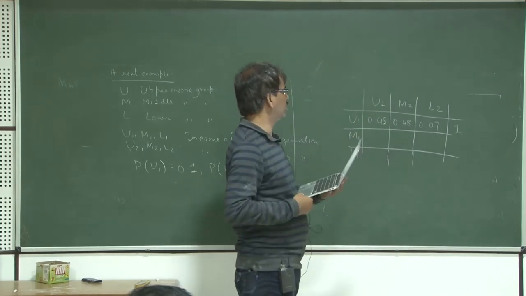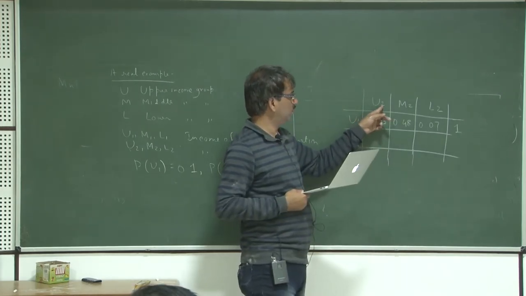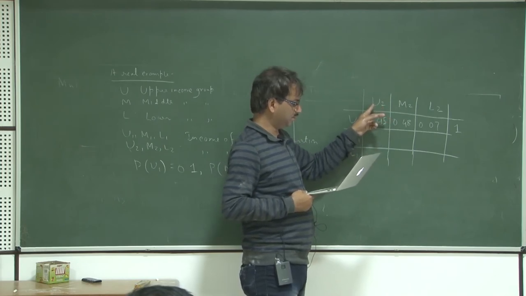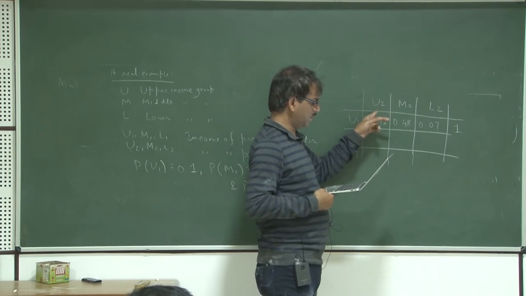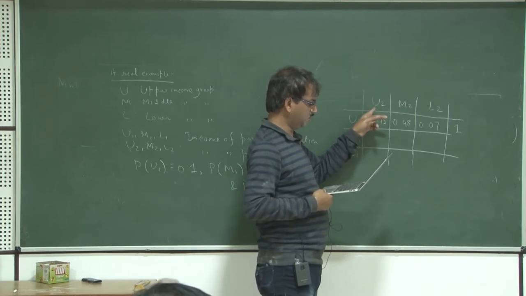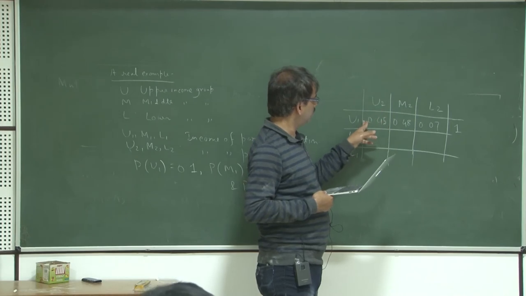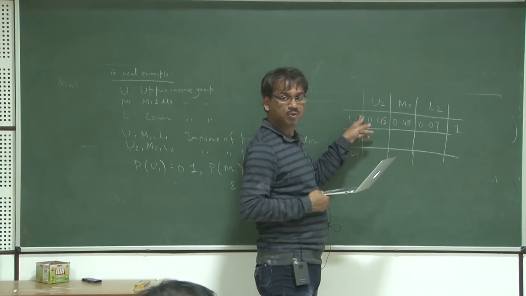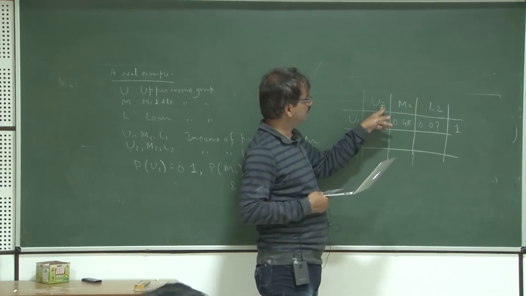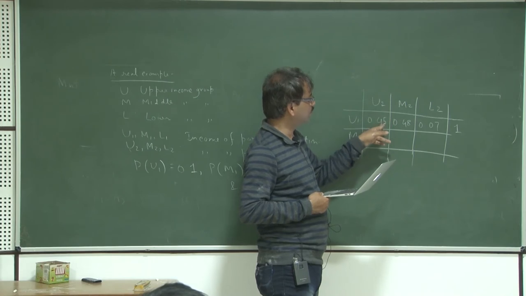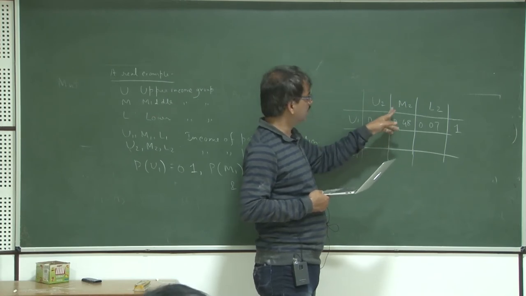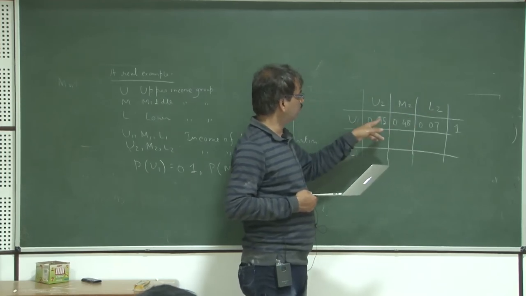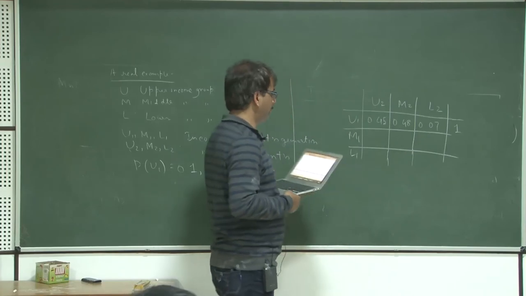So U1 is the present generation. Given U2, that means, what I'm trying to say is, the probability of U2: if parents are in the upper income group, the next generation will also be in the upper income group, that probability is 0.45. Similarly, M2 given E1, that is 0.48. L2 given E1, that is 0.07. Okay.